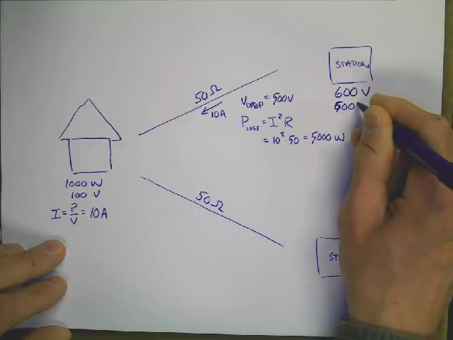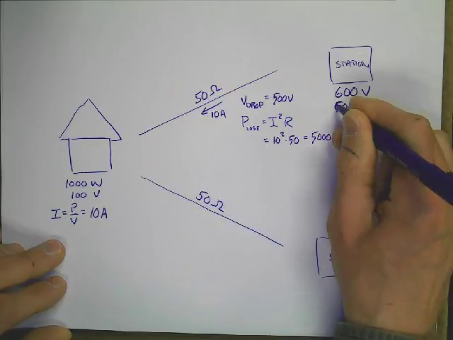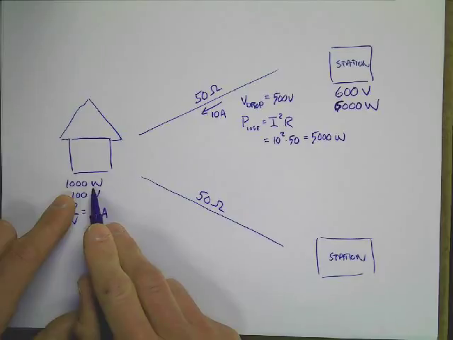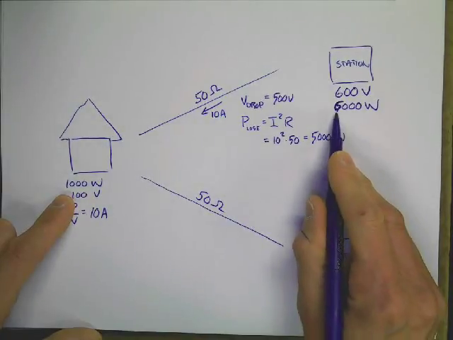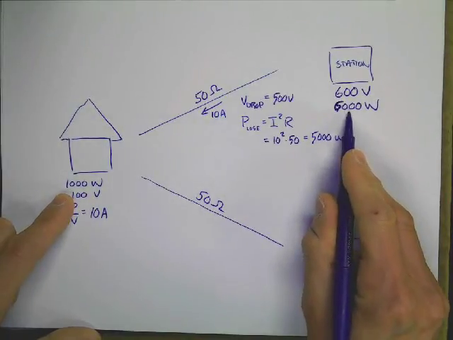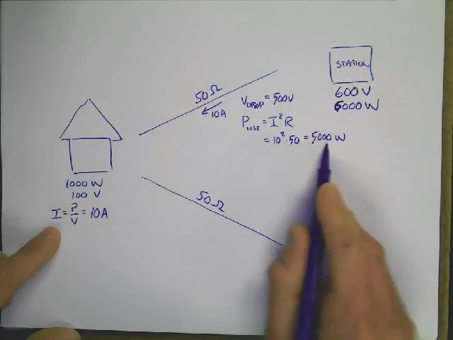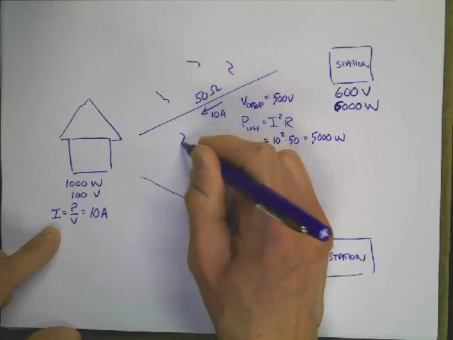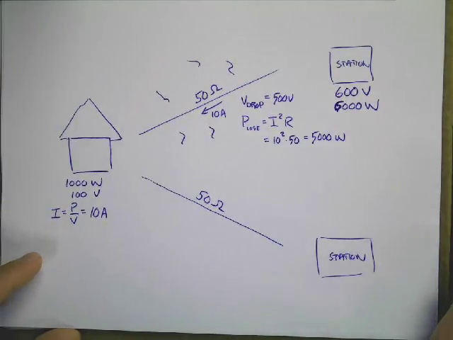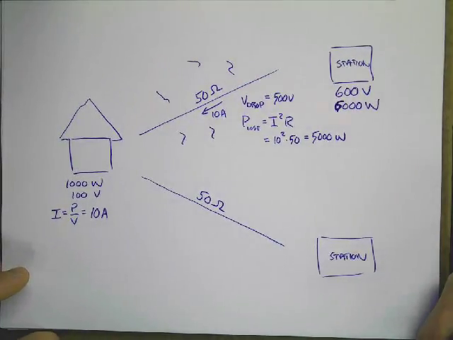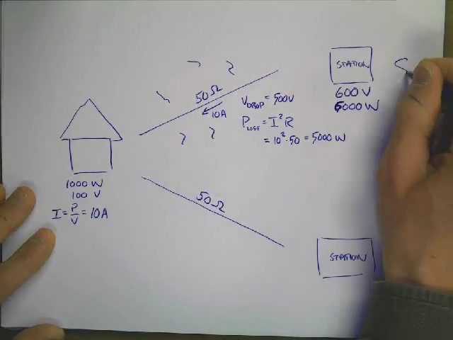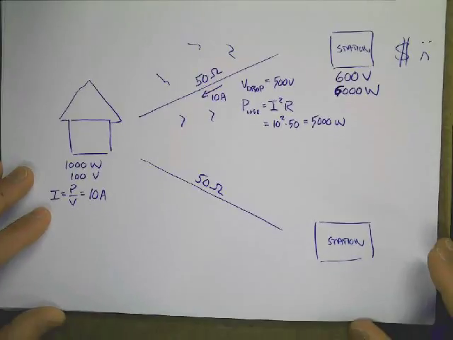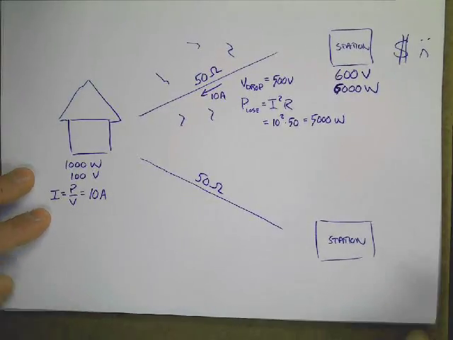And so, in order to give you your 1,000 watts, the power company needs to actually put out 6,000 watts, because 5,000 of them are going to be lost heating up this wire. Those are my little symbols for heat rays. Okay, and so that's a problem. This is very expensive, not good. Okay, so let's think of a better way.